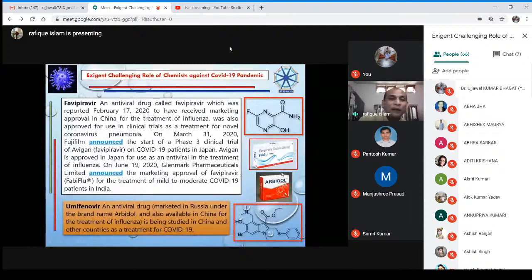Another drug is umifenovir. It is also an antiviral drug that is marketed in Russia under the brand name Arbidol, and it is also used in China for the treatment of influenza. So people are now thinking about whether this medicine is effective against COVID-19 or not. That's why clinical trials are also going on for this molecule.